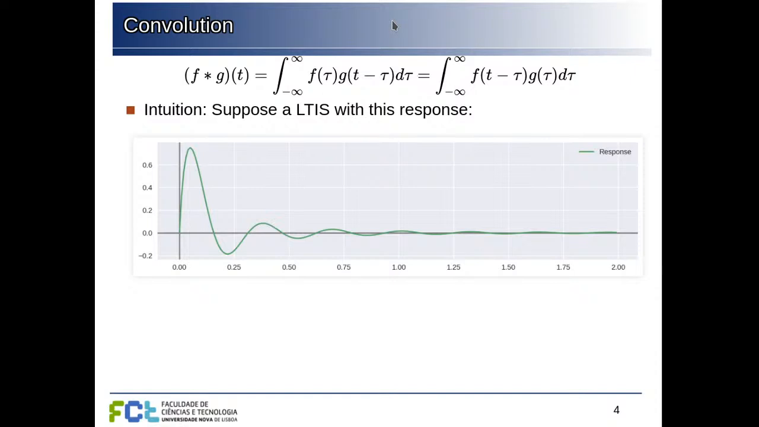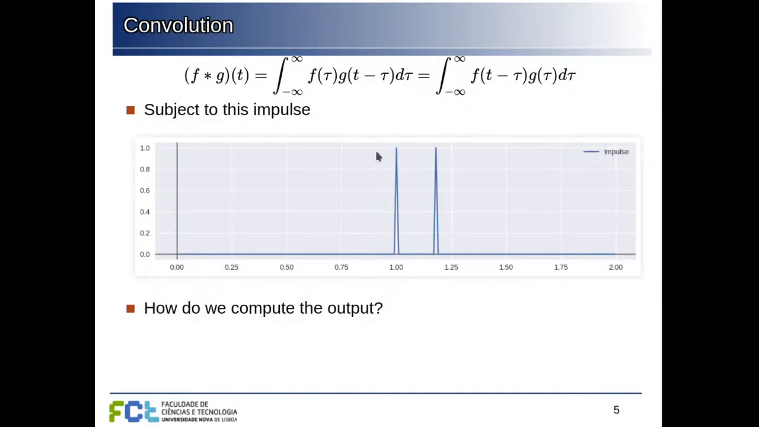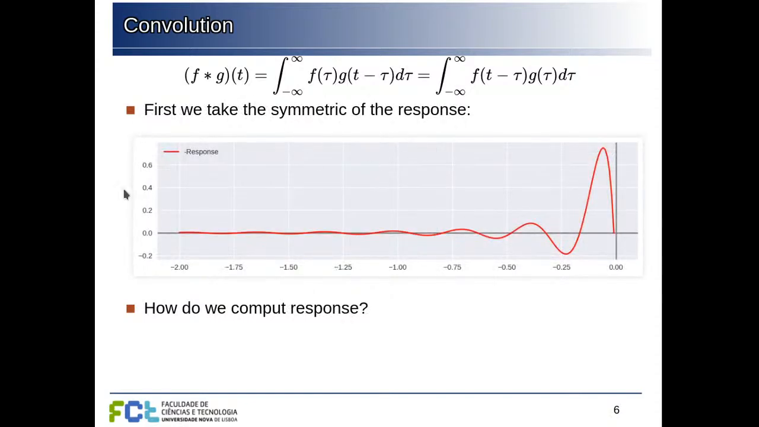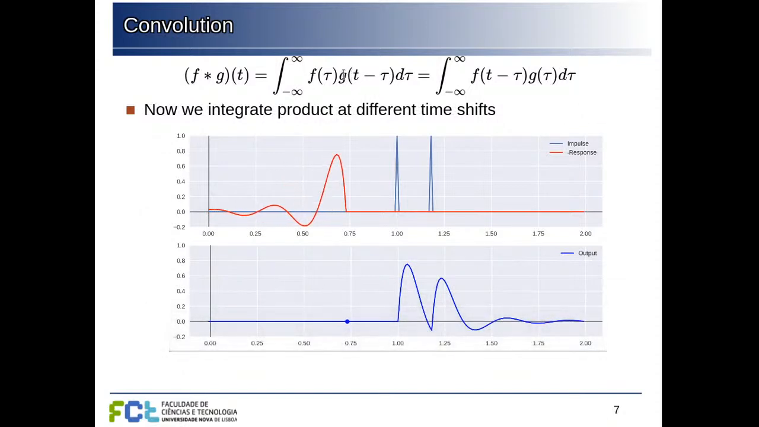So one way of using convolution here would be to figure out what happens if we hit the iron bar very fast, twice with a hammer, for example, with an interval of 0.2 seconds, and we hit it twice with this intensity. What would be the oscillation of the iron bar in this case? We can use convolution for that. We take the symmetric of the response function. So this is basically the same thing, but flipped around, because we are using this minus here. And then we compute the product with different time shifts.